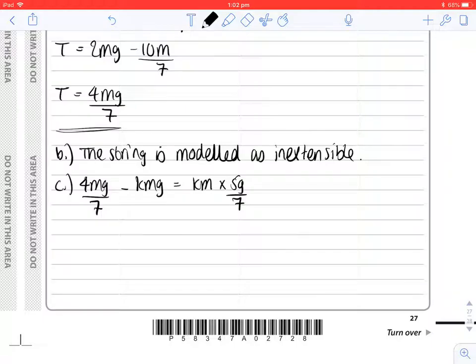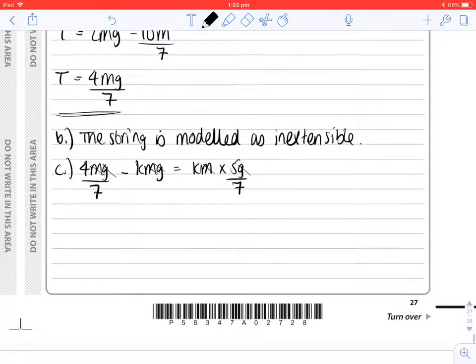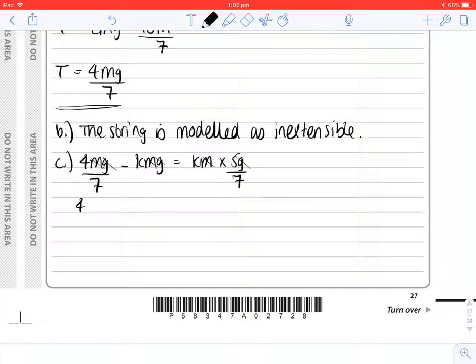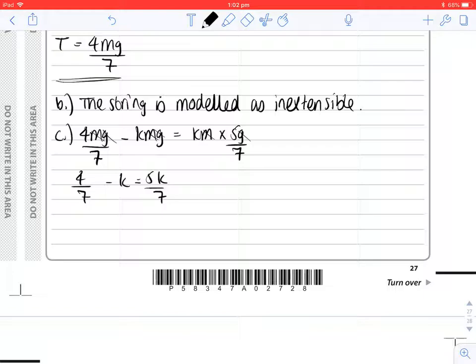Looking at this, because this is multiplied, there's a g and an m in every single part, and they can be cancelled out. So we're left with 4/7 minus k equals 5k over 7. Rearranging that, we get 4 minus 7k equals 5k, and k is equal to 1/3.